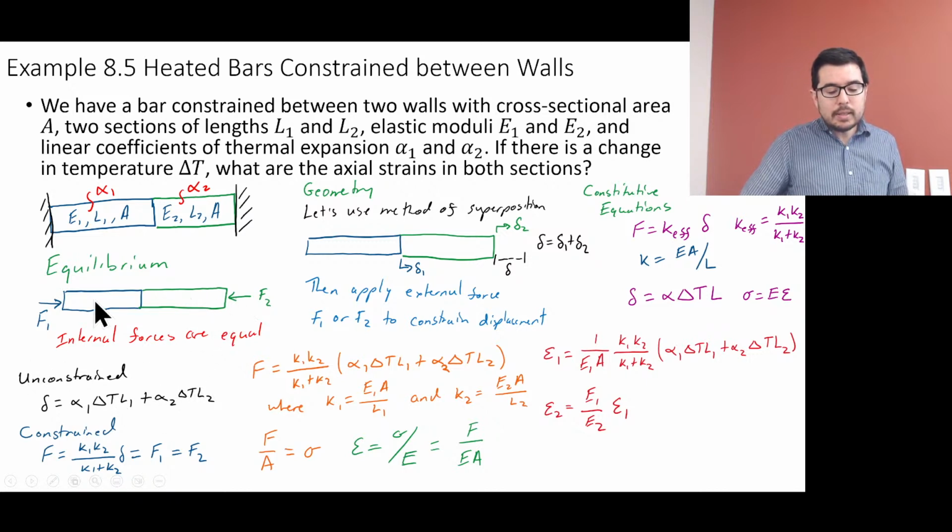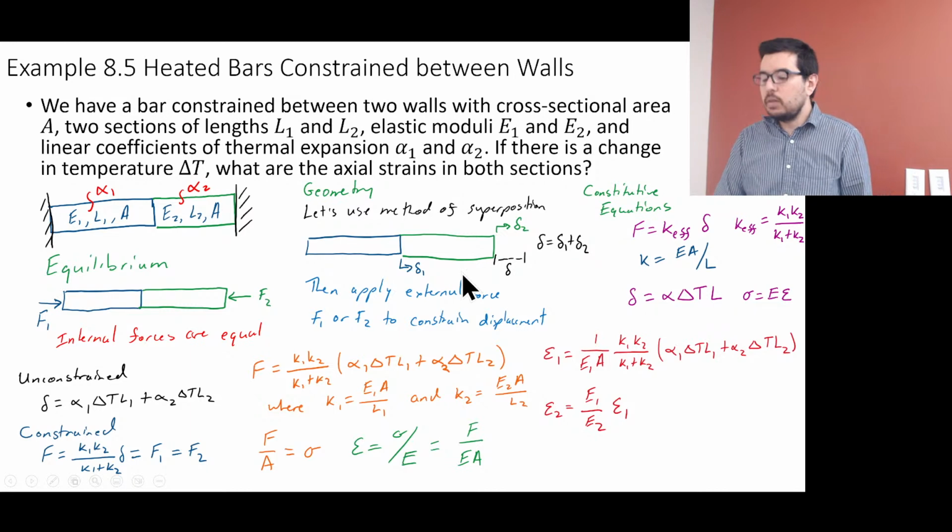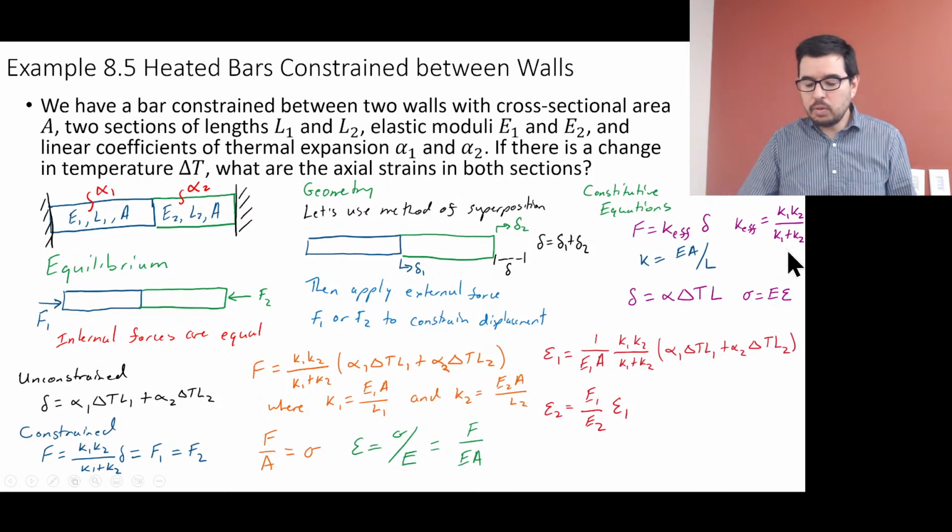Wouldn't it be nice to know what the spring constant is of this entire system? Well, of course it'd be nice. And I could then go to a constitutive equation and say, okay, F is equal to K effective times delta. What is K effective for two springs in series? Well, one form is K1 K2 over K1 plus K2.